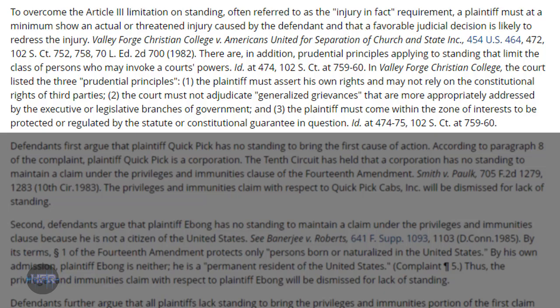Number one, the plaintiff must assert his own rights and may not rely on the constitutional rights of third parties. Number two, the court must not adjudicate generalized grievances that are more appropriately addressed by the executive or legislative branches of government. And number three, the plaintiff must come within the zone of interest to be protected or regulated by the statute or constitutional guarantee in question. And right here, you can see this is where the separation of powers is. They will always defer to the executive and legislative branches of government.